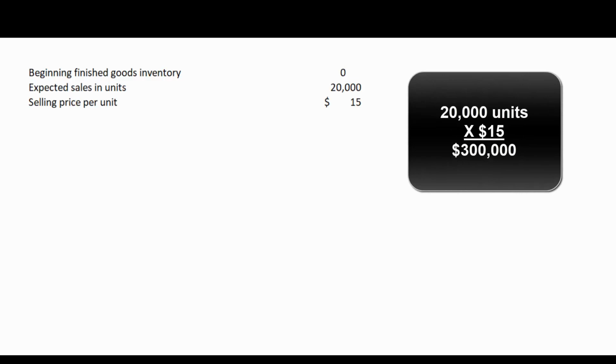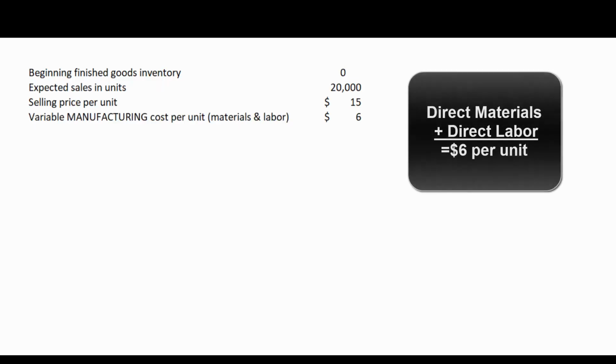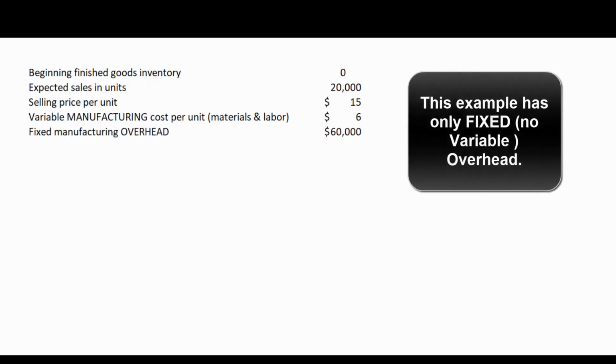Okay, let's do one with numbers now. Suppose we had beginning finished goods inventory of 0. We expect to sell 20,000 units at $15 a unit. In other words, sales will be $300,000. Our direct materials and our direct labor are $6 per unit. So whether we make 1 unit or 10,000 units, it's, let's say, $3 worth of labor and $3 worth of materials. Doesn't matter how that breaks down. Those are our variable manufacturing costs. And let's say we have only fixed manufacturing overhead, and it's $60,000.